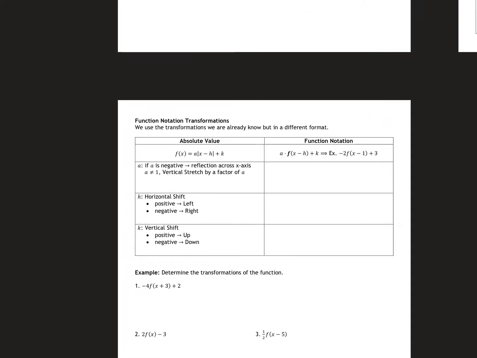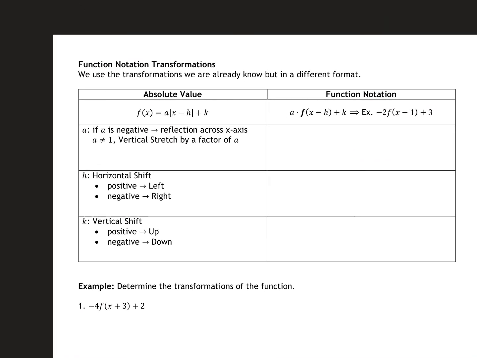All right, quick run through for your transformations again. So we use transformations we already know, just in a little bit of a different format. Nothing crazy. Remember, function notation is anytime you see an f of x or a g of x or an h of x, whatever you want to call it. Absolute value, remember, if a is negative, it's a reflection across the x-axis. If a is not 1, vertical stretch by a factor of a. Horizontal shift, positive left, negative right. Vertical shift, positive up, negative down. Function notation, you got this. So what we're looking at is just a different way to write it.